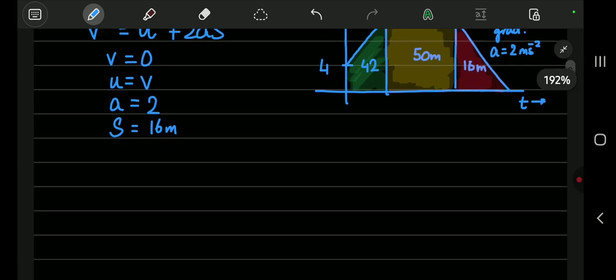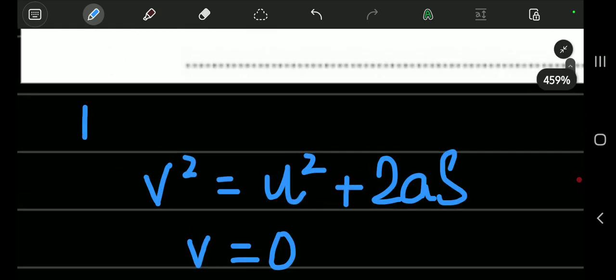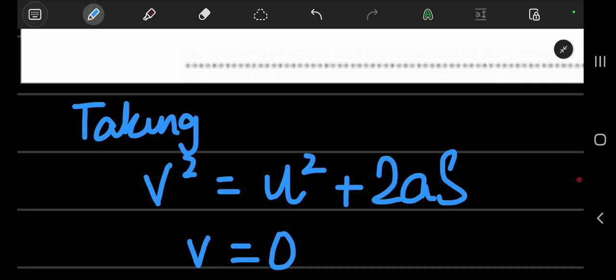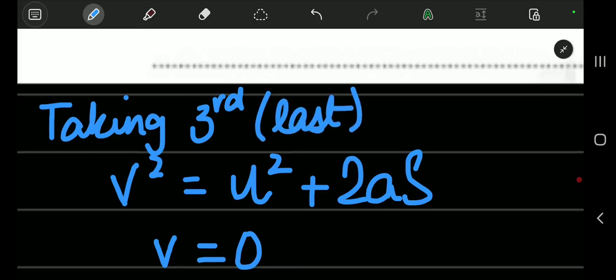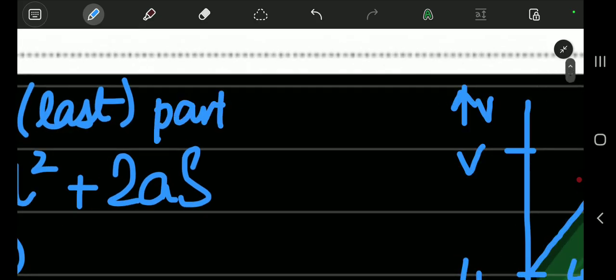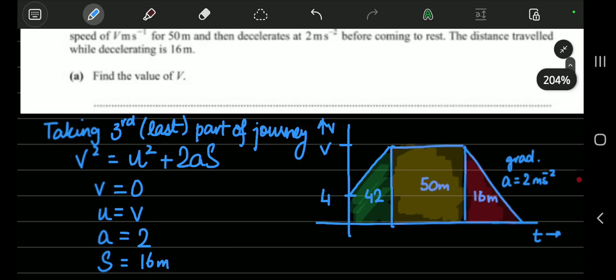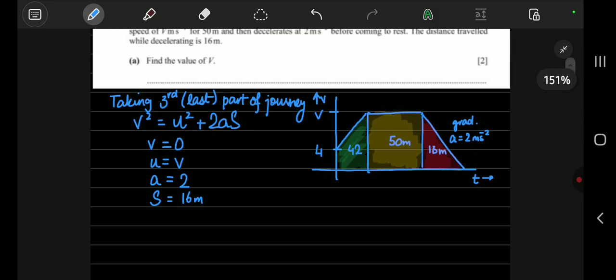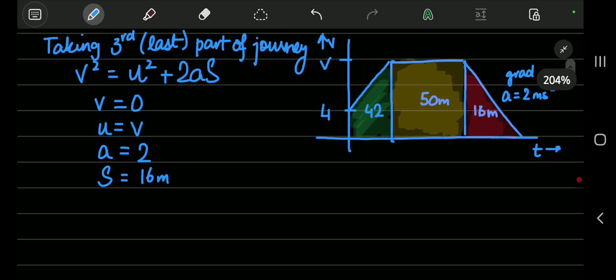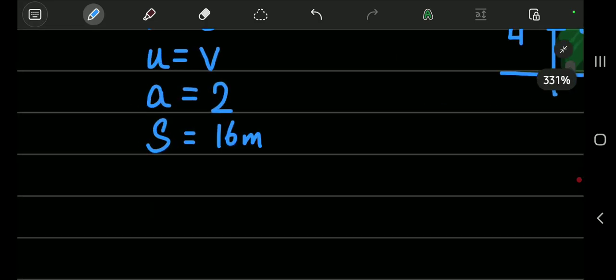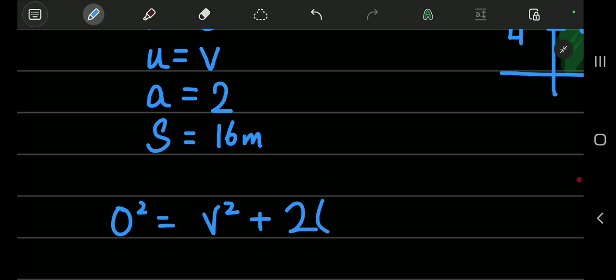Okay, so we'll say here third part of journey or last part of journey, and applying this equation. So 0 squared is equal to v squared plus 2as.